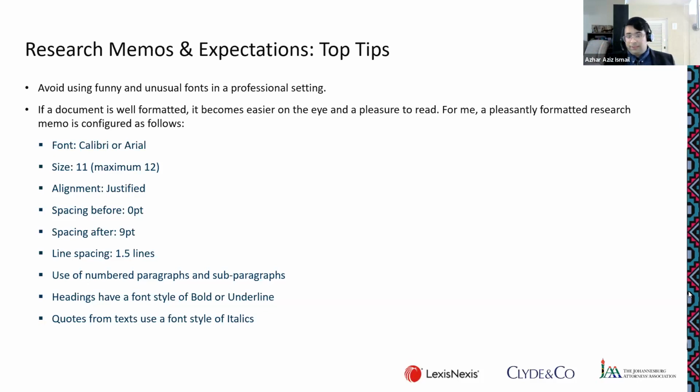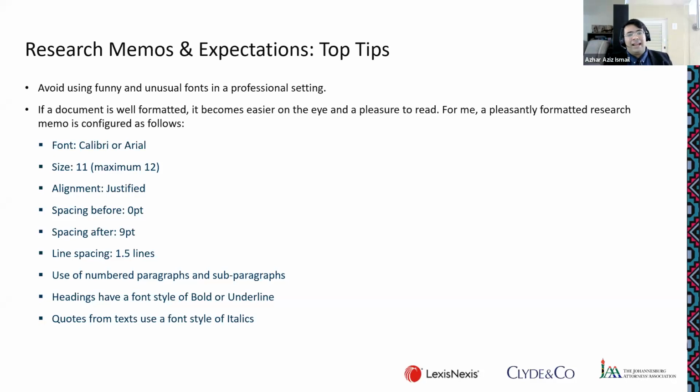So for me personally, a pleasantly formatted research memo uses a font of Calibri or Arial. It's quite standard and easy on the eye. Your size can be size 11, maximum size 12. For me, justified text is a must. My mind goes dizzy if it's not justified. I've got a few spacing tips. Your spacing before must be 0 points and spacing after 9 points.